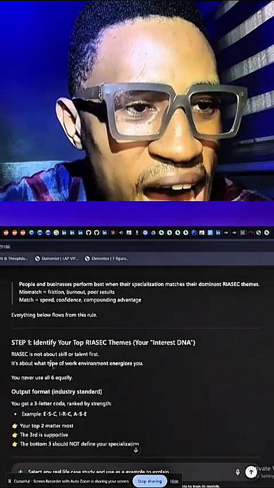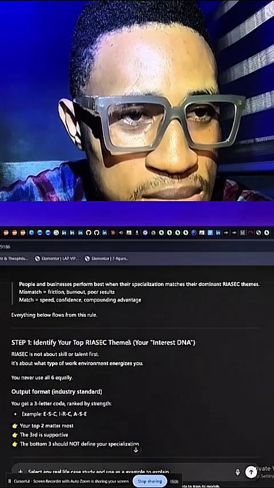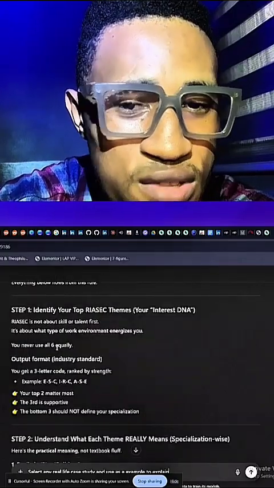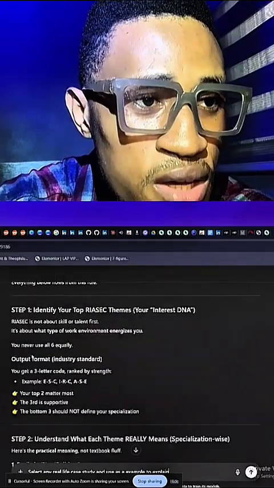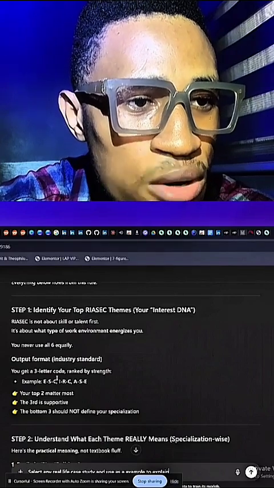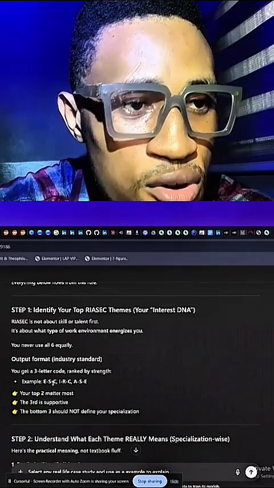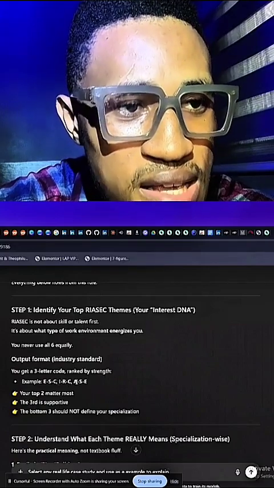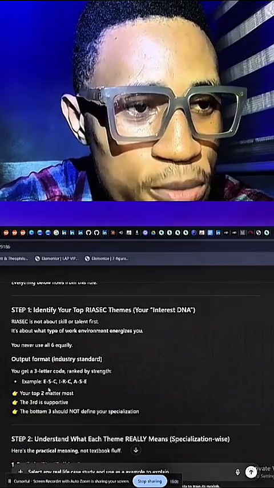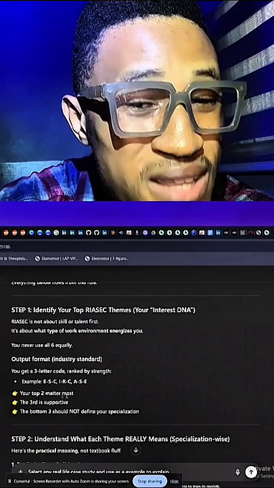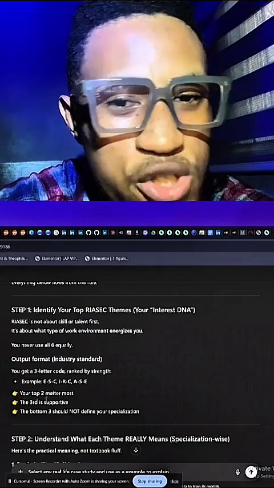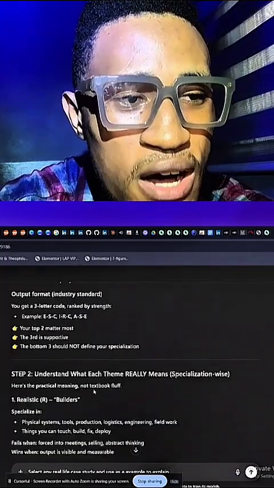Step 1, identify your top RIASEC themes. Don't use all 6 of them. Your output format should be just the 3-letter code ranked by your own strength. Your output can be ESC or IRC or ASE. So the top 2, the first 2, matter most to you, while the third one is just supportive. Now this just gives you the foundation of how to approach this.